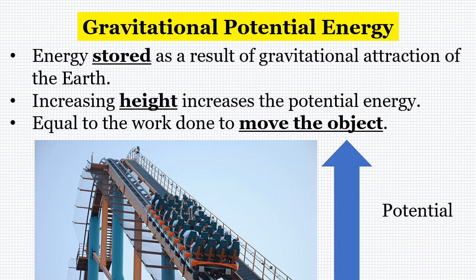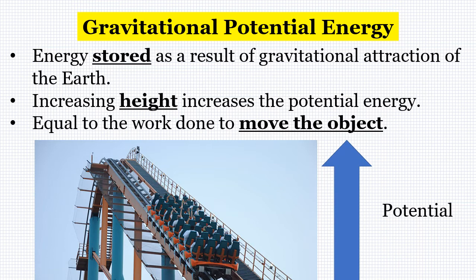So think about a roller coaster. Most roller coasters start by climbing a hill and they sit at the top of a hill. When it's sitting at the top of that hill, it has all of this energy stored, and this is because of gravity. When it rolls over the hill, it starts to move, which is a different type of energy, which we'll get into in a minute here.